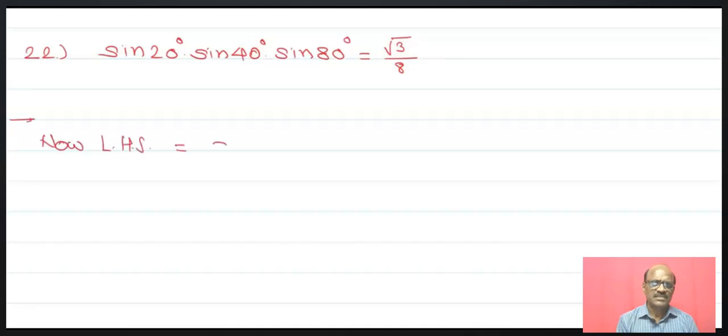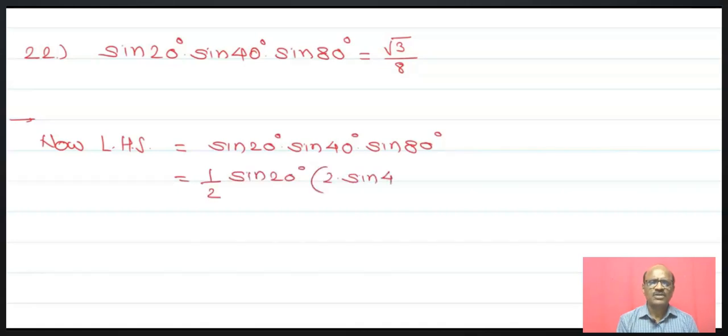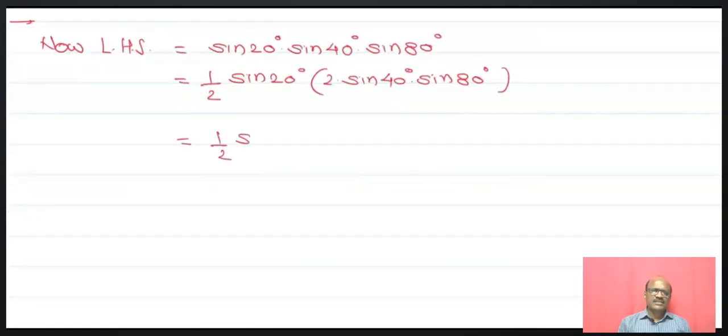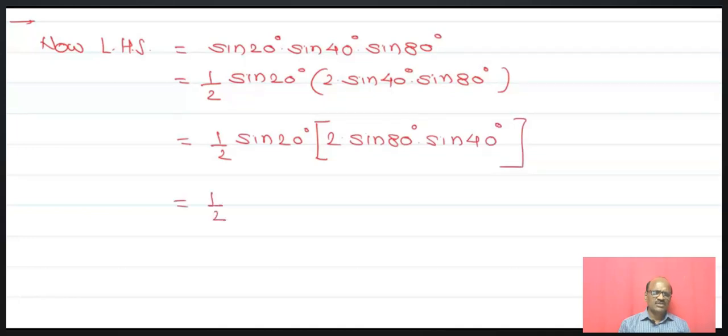That is the LHS. We consider the LHS: sin 20, sin 40, sin 80. That is 1 upon 2 sin 40 into sin 80. Balance here 2. That is nothing but 2 times sin 40 into sin 80, which is nothing but the expansion of sine, 2 times sin A into sin B, that is 2 times sin 80 into sin 40.